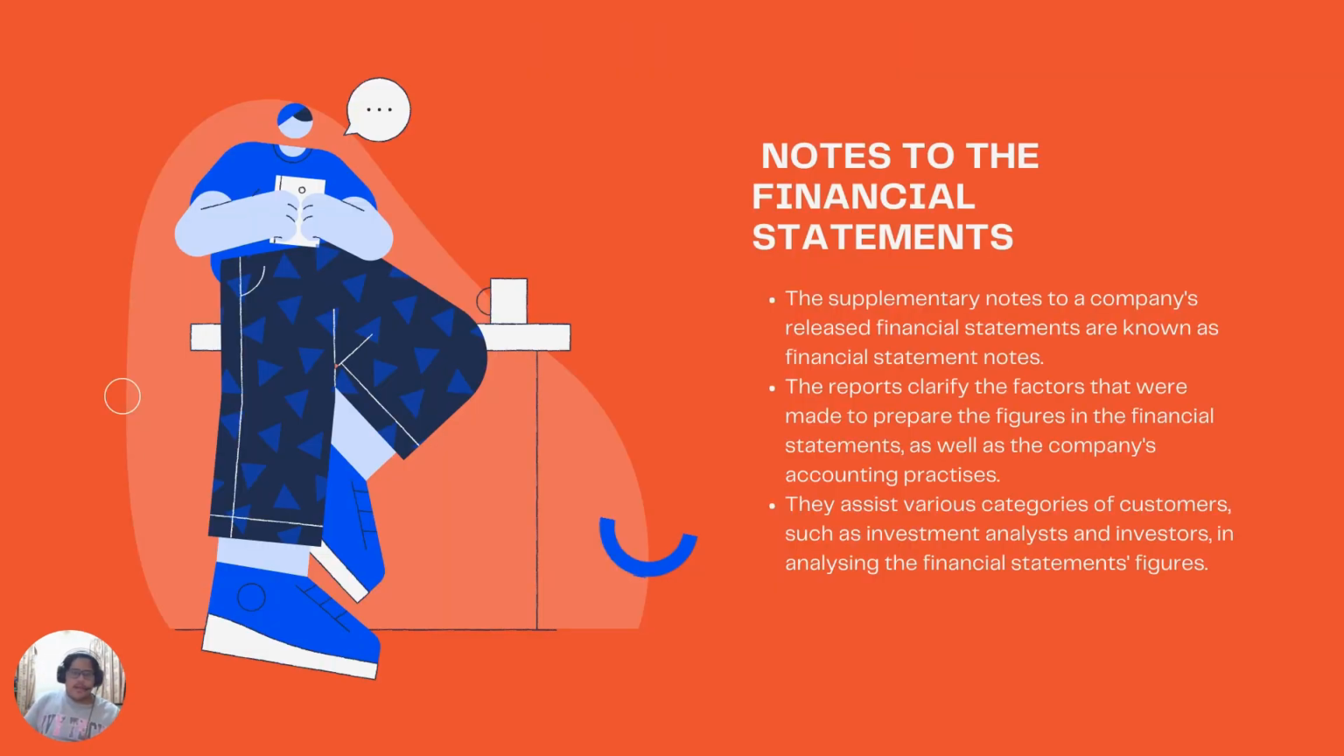This is an example. The notes to the financial statements, the supplementary notes to a company's financial statement, are known as the financial statement notes. The report clarifies the factors that we made to prepare the figures in the financial statement, as well as the company's accounting practice. There exist various categories of customers, such as investment analysts and investors, in analyzing the financial statement figures.